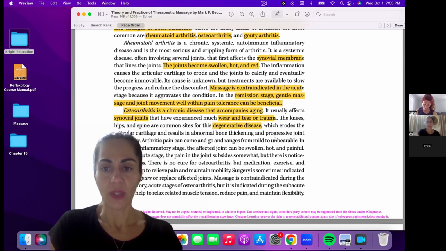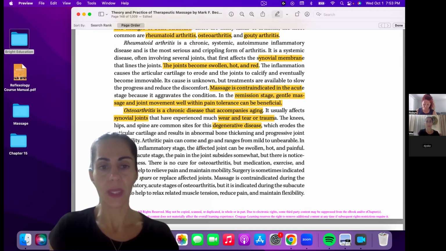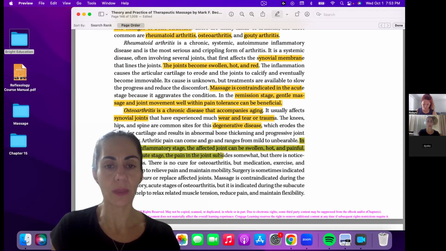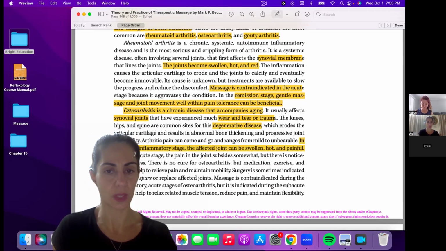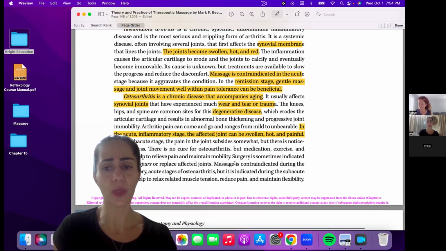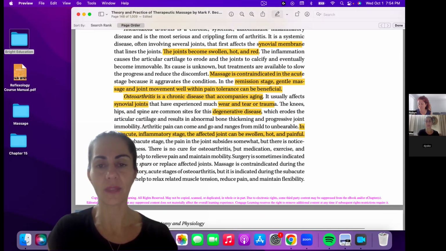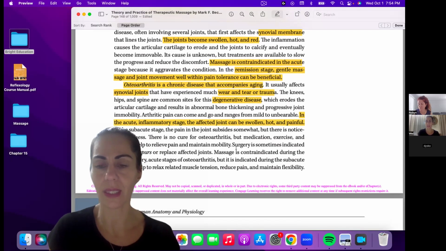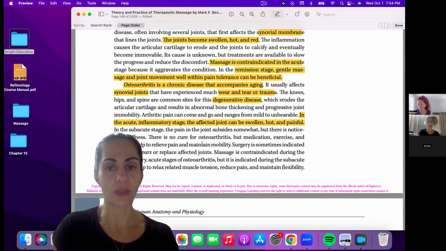It can come and go and range from mild to intolerable, so the pain varies. In the acute inflammatory stage, the affected joint can be swollen, hot, and painful. In the subacute stage, the pain in the joint subsides, and that's when we can work with people. There's no cure for arthritis, that's what they say, but if you eat the right foods and take care of yourself, you might be able to at least not have it progress so fast. Again, medication, exercise, and massage can help to relieve pain and maintain mobility. Mobility is the most important thing.